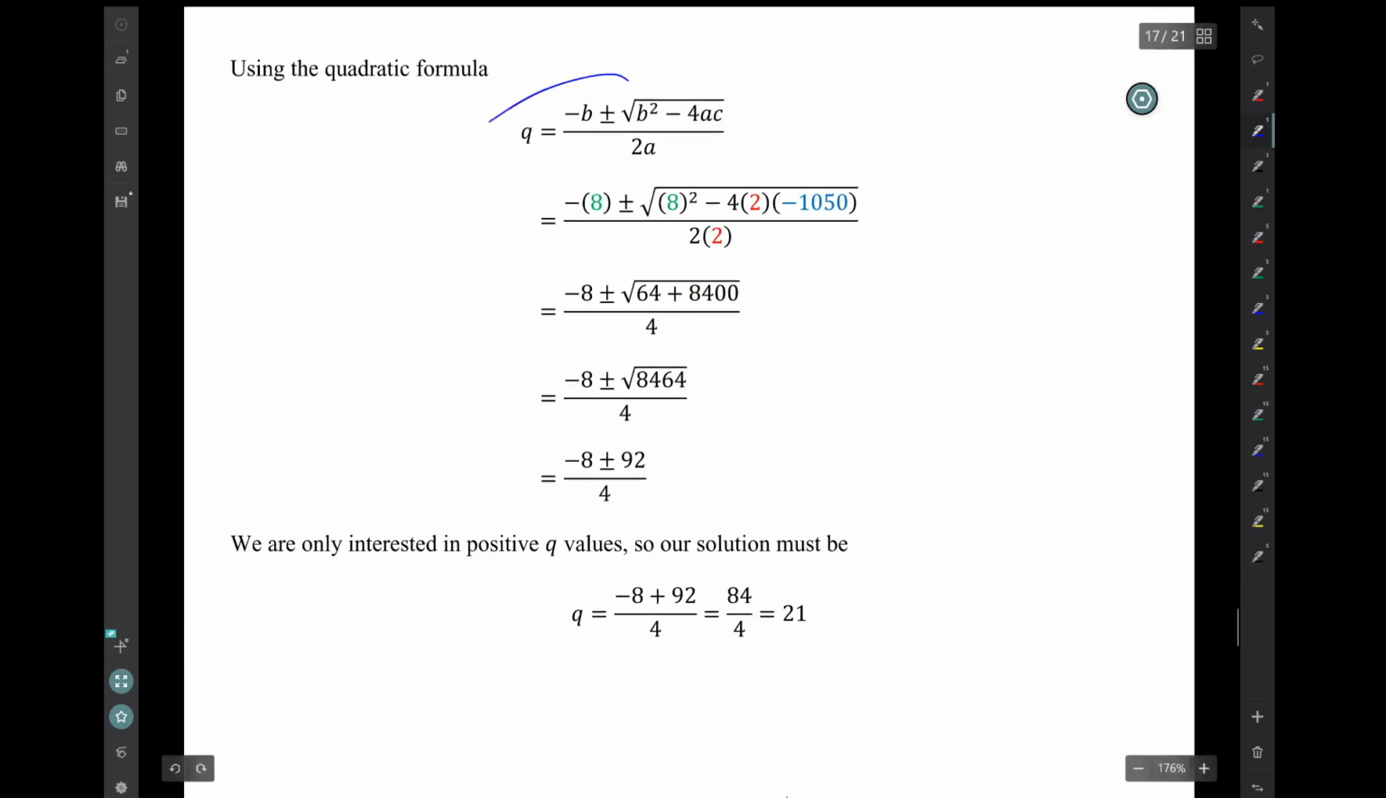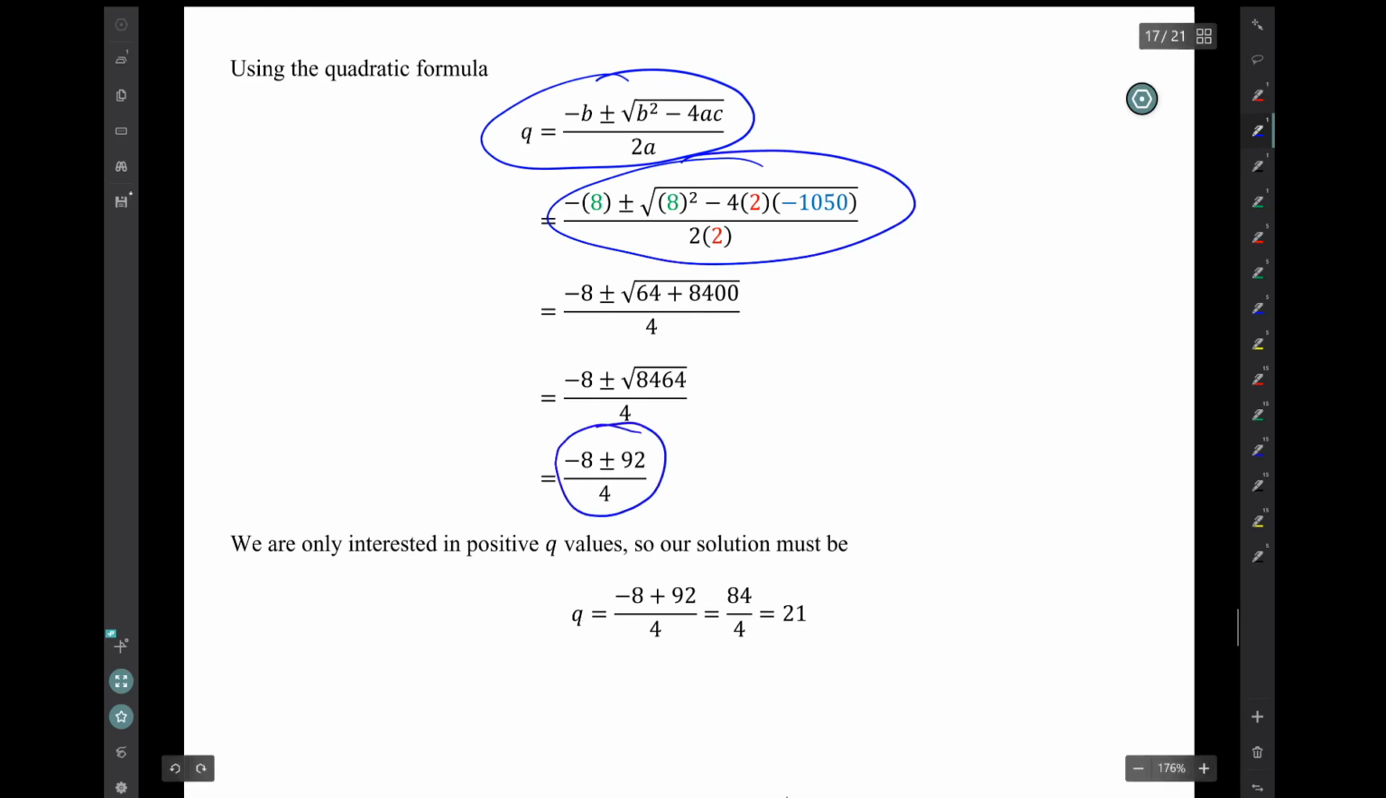So using the quadratic formula and then plugging in those values for A, B, and C, we get this. This all simplifies to this expression, minus 8 plus or minus 92 over 4. Now we're only interested in positive q values because q represents quantity of an item bought and sold. So it's got to be a positive number. So we are going to choose the plus option. So the final answer is that q has to be the number 21.